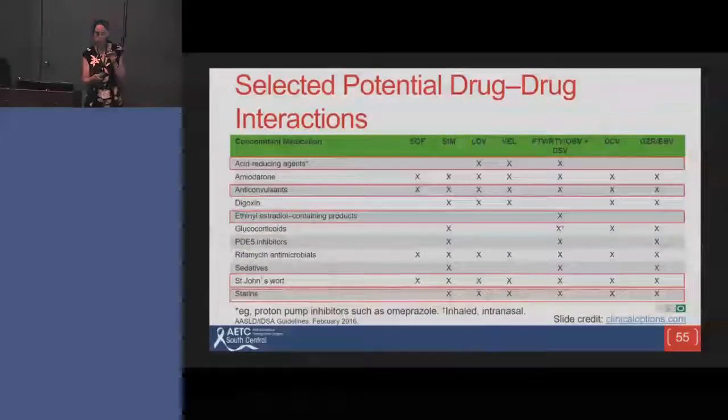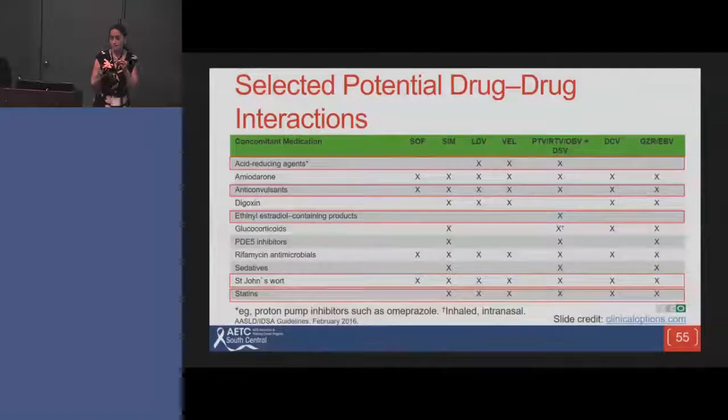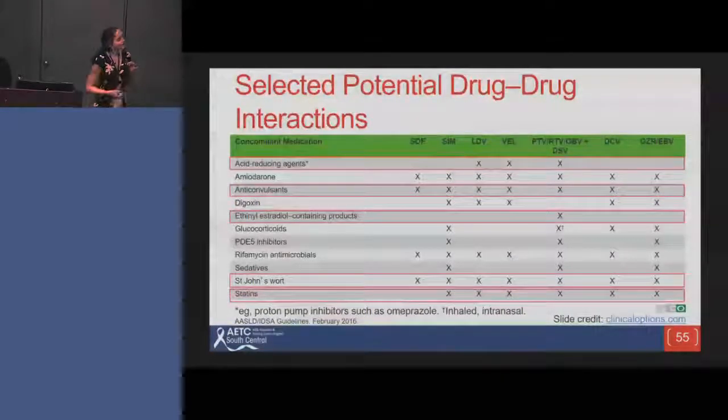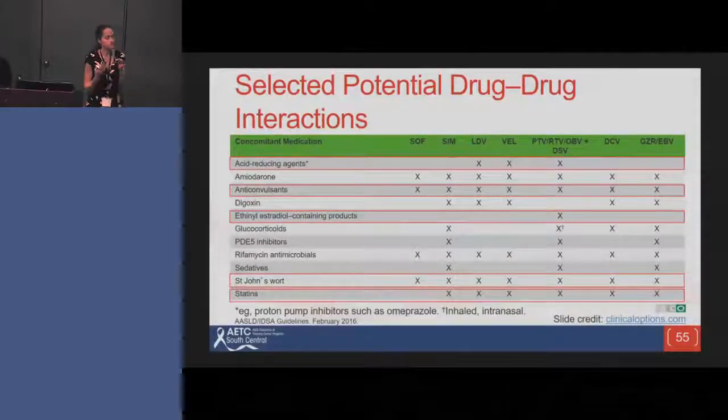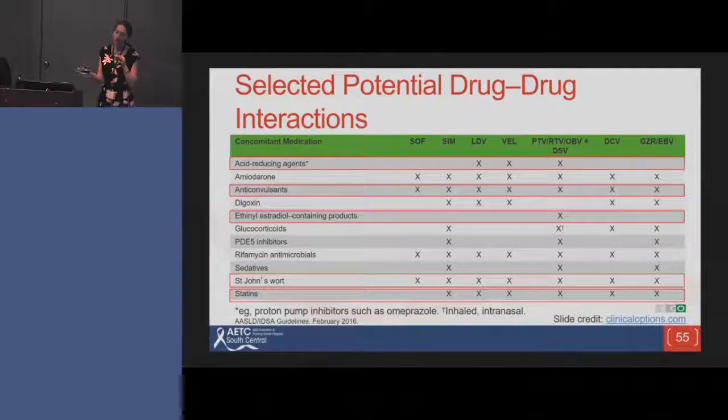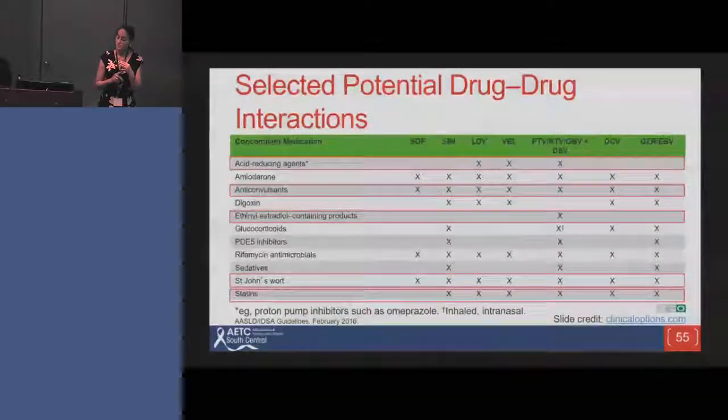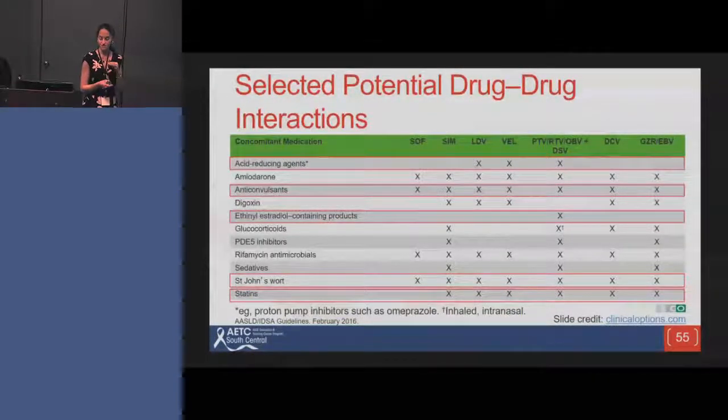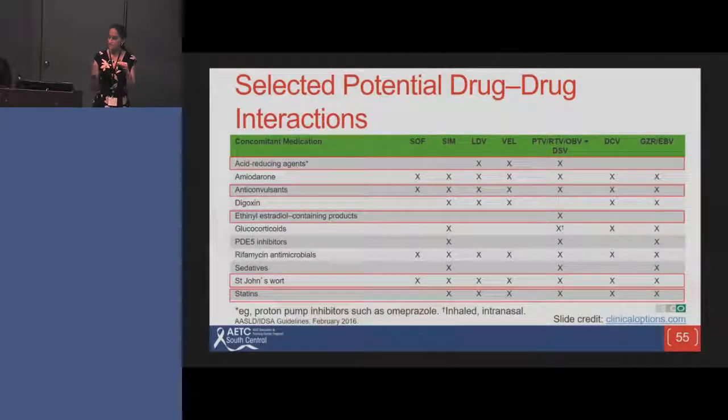Well, acid-reducing agents actually interfere with several of the NS5A inhibitors, so ledipasvir, velpatasvir. They prevent the absorption of these medications, so that's something we always have to ask, not only about prescriptions, but over-the-counter medications. Very important to ask. And also St. John's wort interferes with several of the hepatitis C medications as well. So it's important to not only ask about over-the-counters and so forth, but to ask about herbals and supplements.